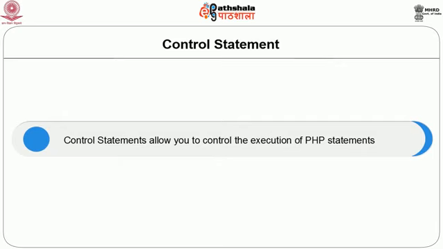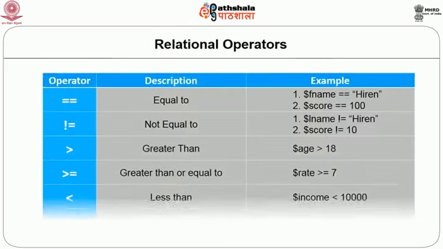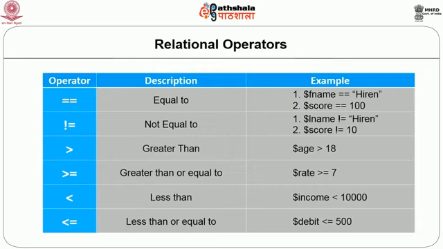Now let's move to some control statements. Control statements allow you to control the execution of PHP statements. So let us see them one by one. For that we also require some relational operators. So these operators are equal to. To use equal to, you have to type the equal sign two times, without any space. Then it will work as equal to.